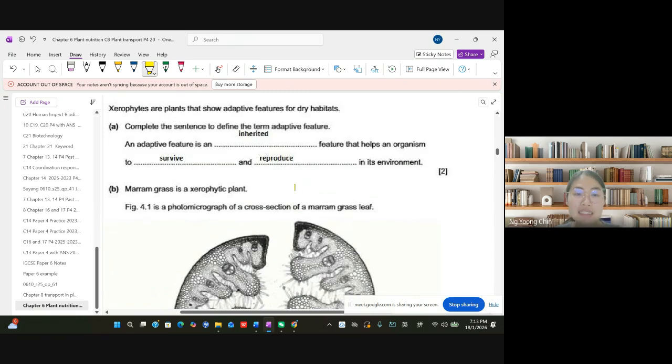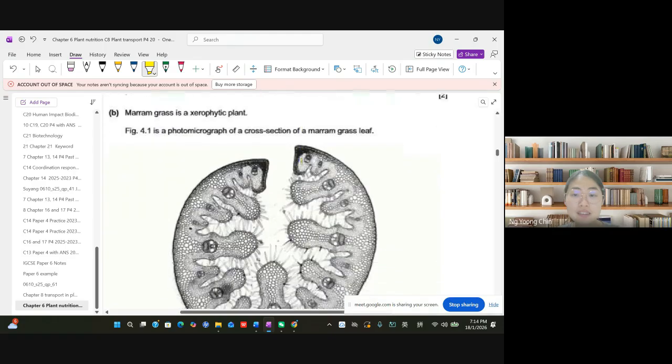And then, what does adaptive feature mean? Adaptive feature is actually from the variation chapter, I think. It refers to an inherited feature that helps the organism to survive and reproduce in its environment.